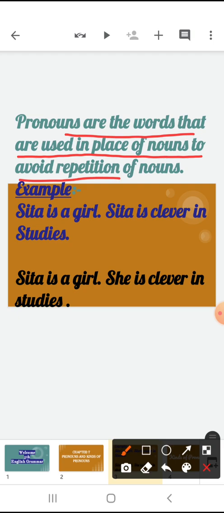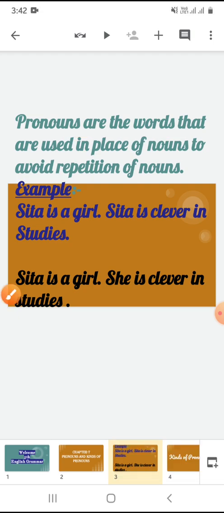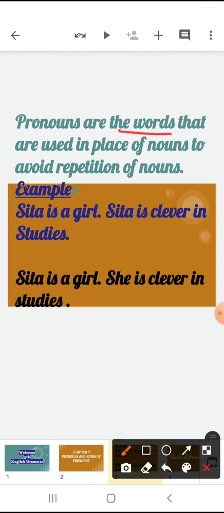Pronouns are those words which are used in place of a noun to avoid the repetition of the noun. If in a sentence there is the name of any boy or a girl, and we are constantly repeating that name, the sentence becomes boring. So instead of using the name of the person again and again, we replace it with a pronoun.